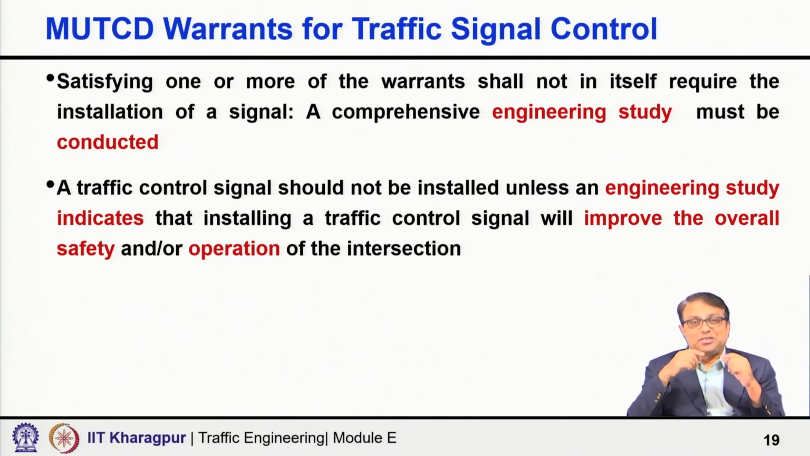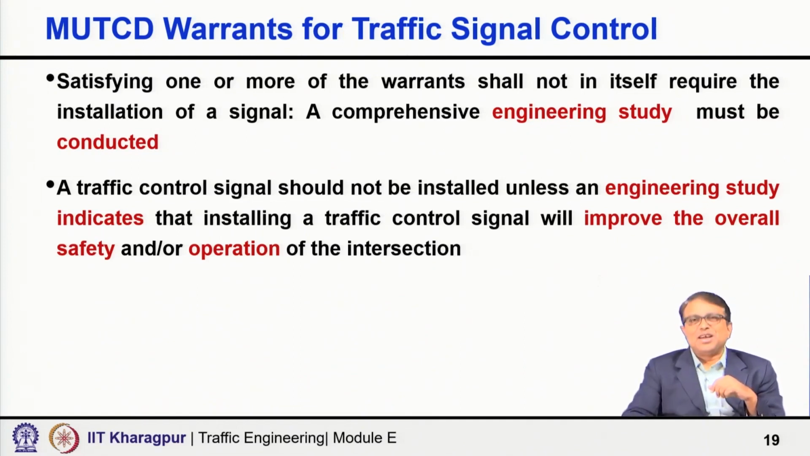But these warrants tell you that if one or more are satisfied, it is quite possible that signalization is actually necessary, but not in 100% of cases. So, you need to go ahead with a detailed engineering study to really make a conclusion. A traffic signal control should be installed only when an engineering study clearly indicates that installing a traffic signal will improve the overall safety and operation of the intersection.